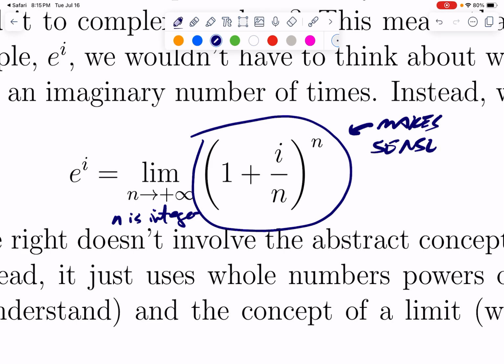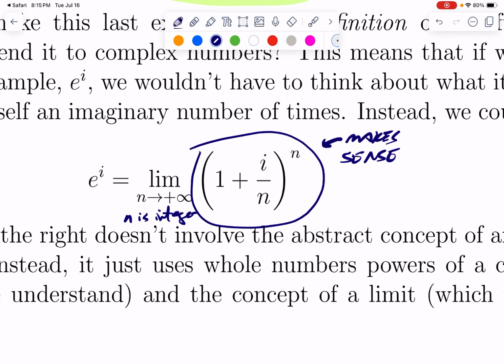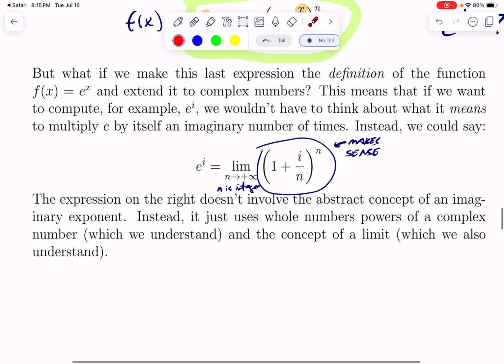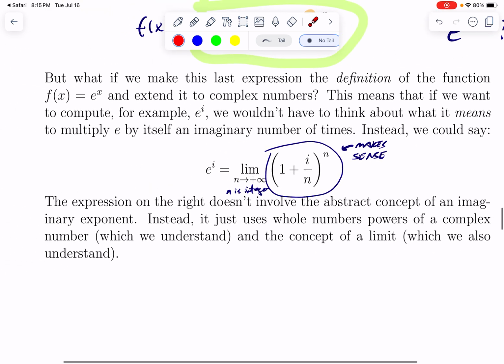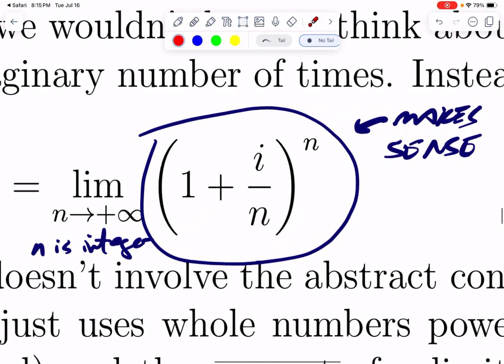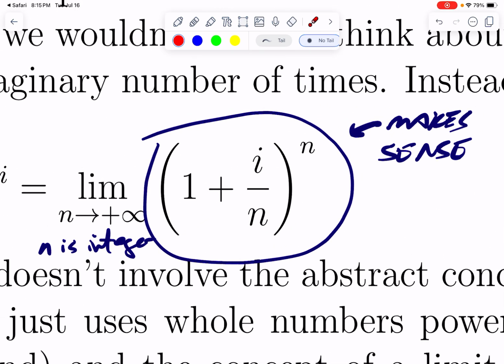We don't have to abstractly scratch our chins and think, what does it mean to take an imaginary power of something? We can just say, this is how e to the x works. We do this computation, we run a limit. That always works with real numbers, so we'll just assume it works with complex numbers as well. This is something that is done in math sometimes. We have something that seems like it doesn't make sense, we figure out a way of making sense of it, and then we extend it in some way.